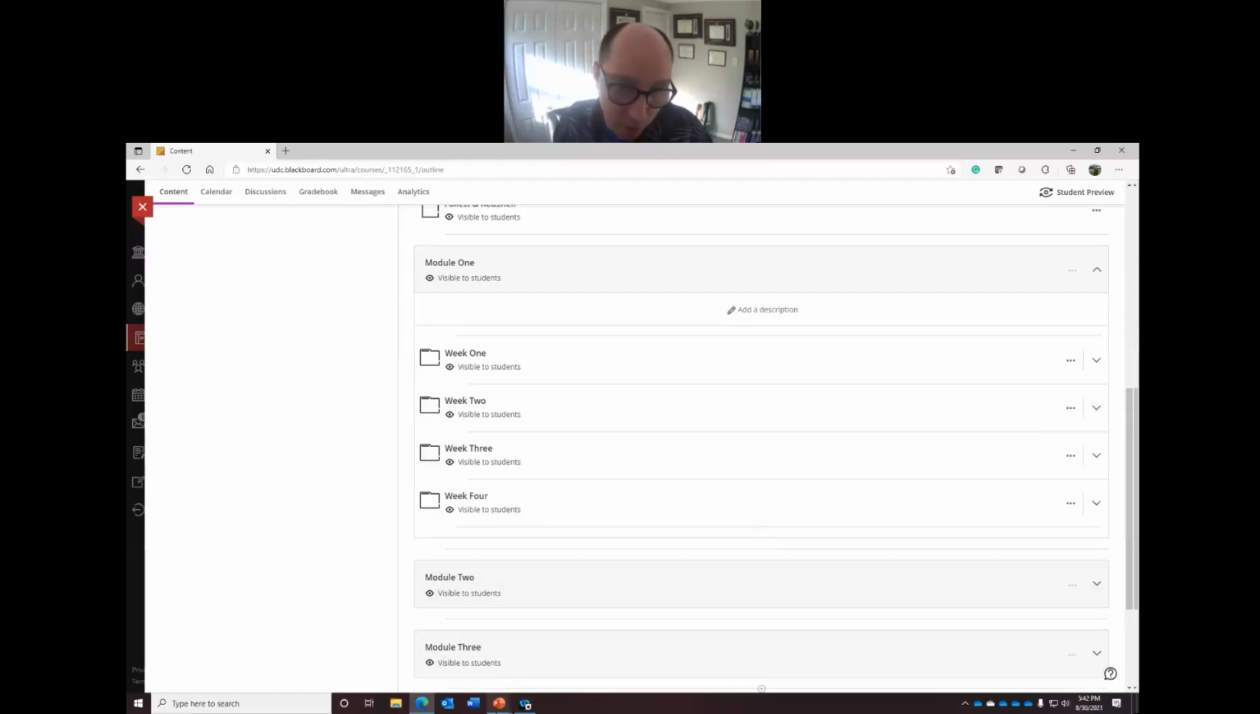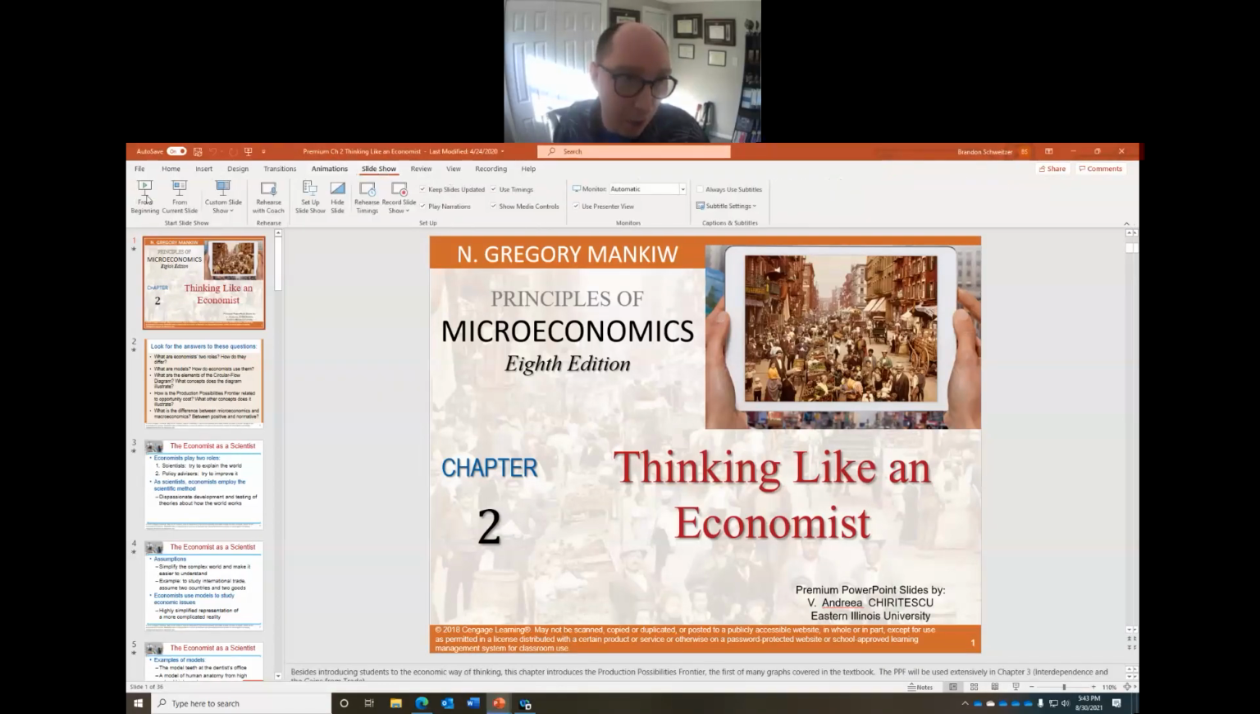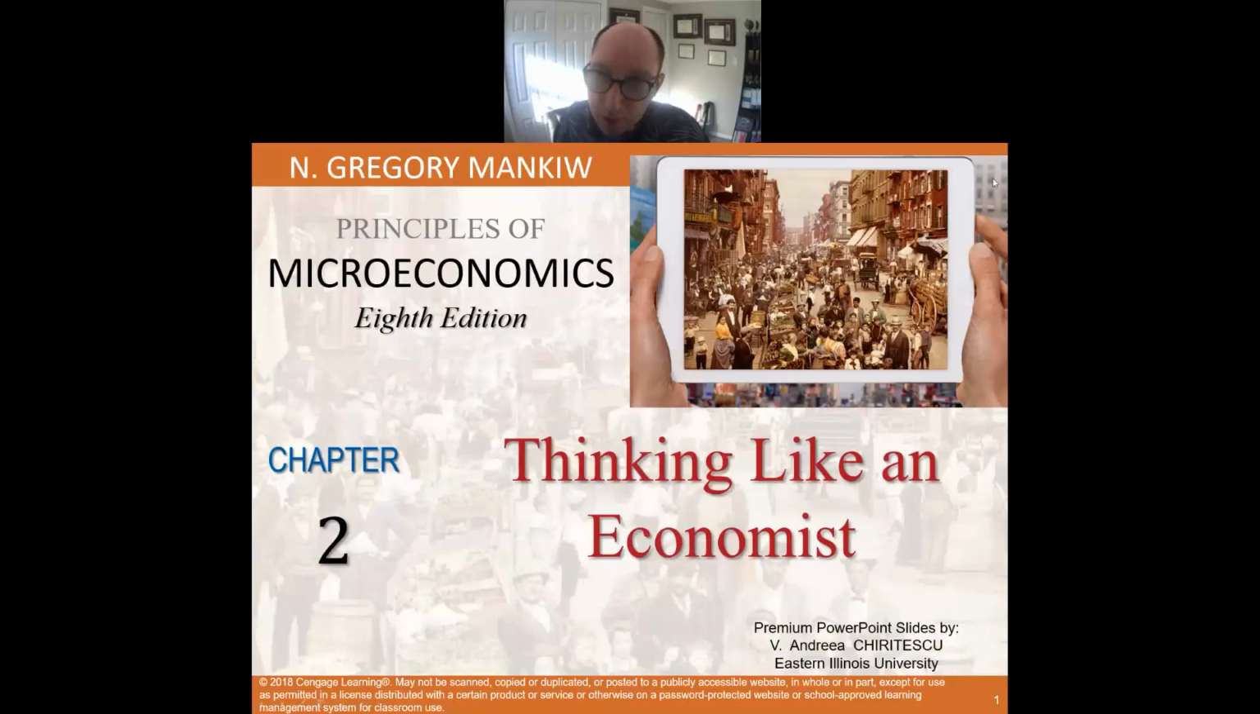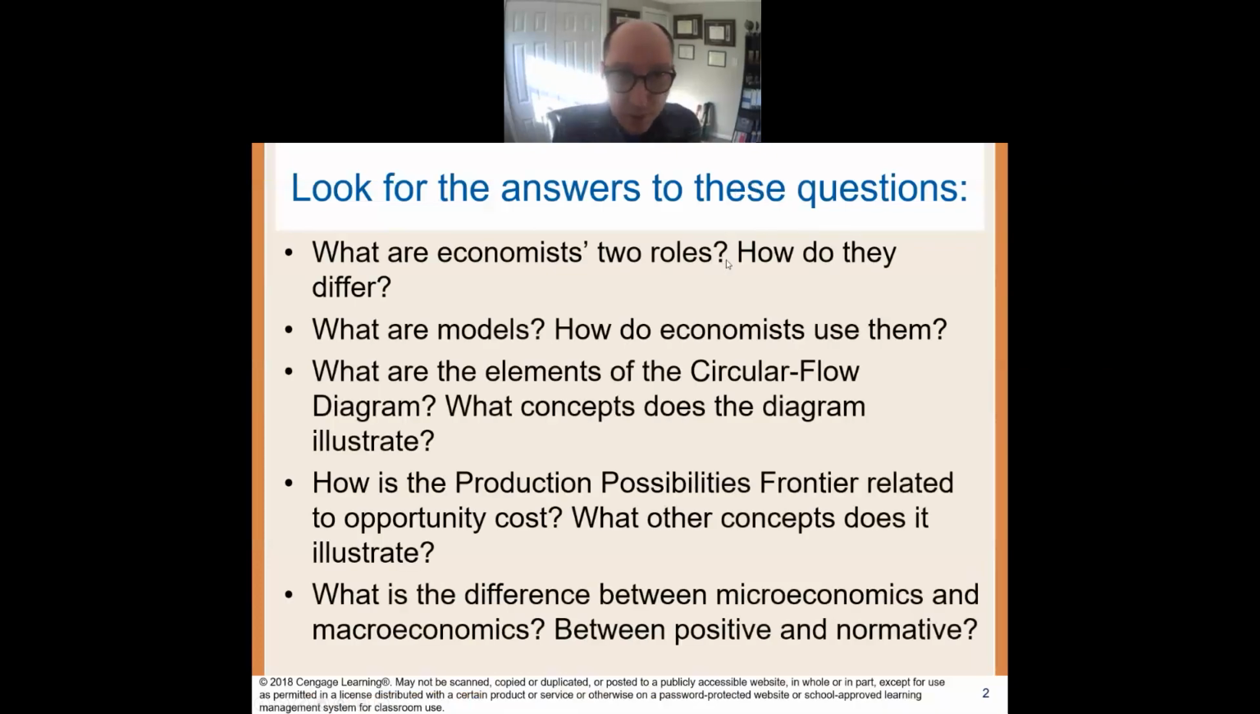Now with that, let's go ahead and jump into the content for chapter 2, thinking like an economist. We all think like an economist because we're constantly thinking about prices, about quantity, and of course we're thinking about prices as they relate to total cost for things that we buy on a regular basis. So what is the difference between an economist and everyone else?